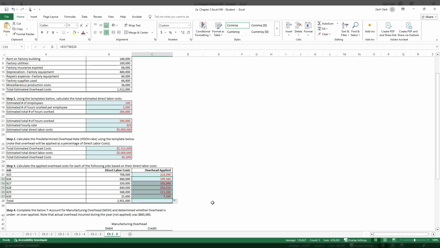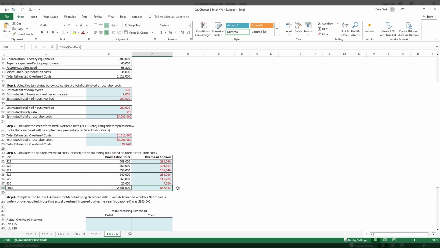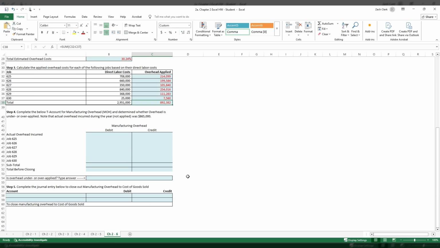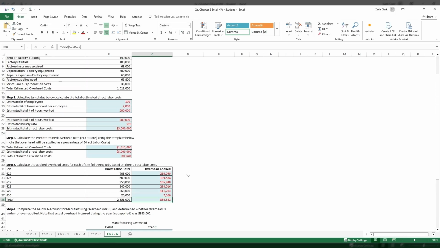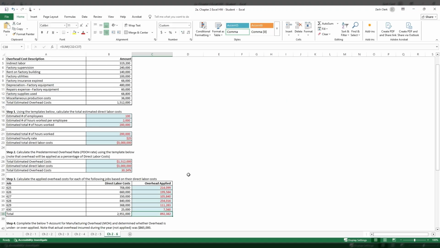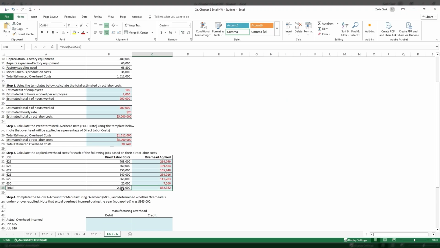And that's just a fast way you can do all of those without having to manually put all those formulas in. And our total applied overhead costs, I should say, comes out to $892,382. And so if this was our actual ending results of our operations for the year, it'd be kind of interesting too, because we have quite a bit less cost than we expected. From a labor cost perspective, we only incurred actual costs of 2.9 million. We thought we'd have 5 million.